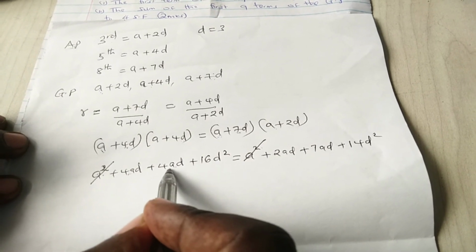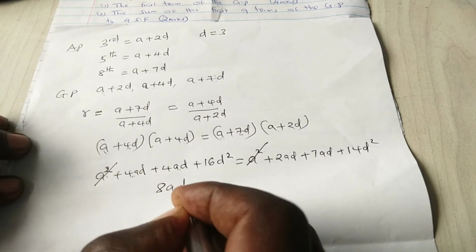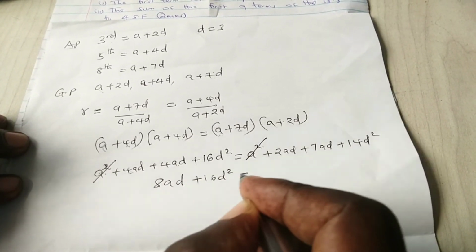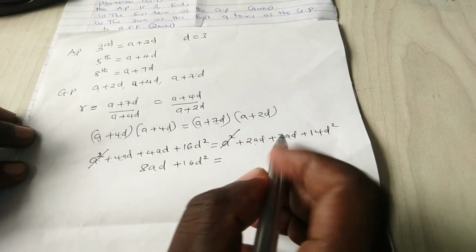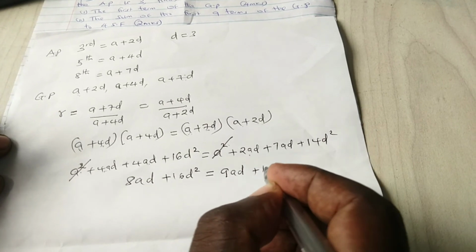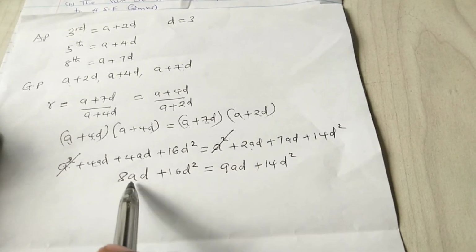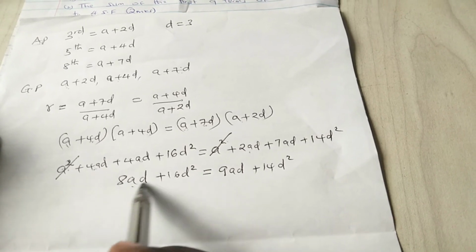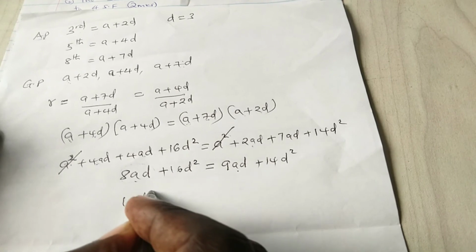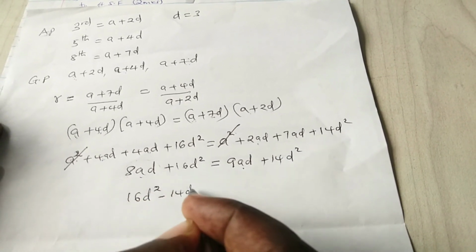4AD plus 4AD will give us 8AD plus 16D squared, and this must give us 2AD plus 7AD will give us 9AD plus 14D squared. From here, like terms together, 8AD will go to this other side. So we are going to have 16D squared, we bring 14D squared, it becomes a minus 14D squared.